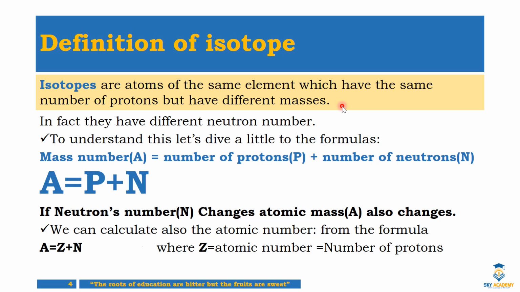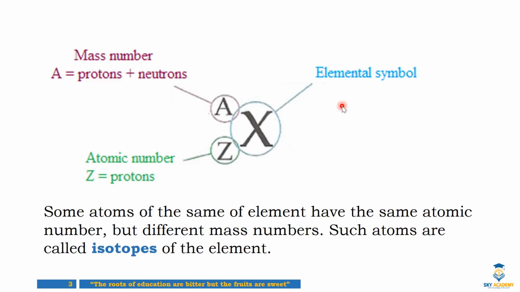Here, as I told you, for example, oxygen, you may have oxygen 16, oxygen 17, and oxygen 18. Oxygen 16 has atomic number of 8. Oxygen 17 also has atomic number of 8, and the oxygen 18 has atomic number of 8.